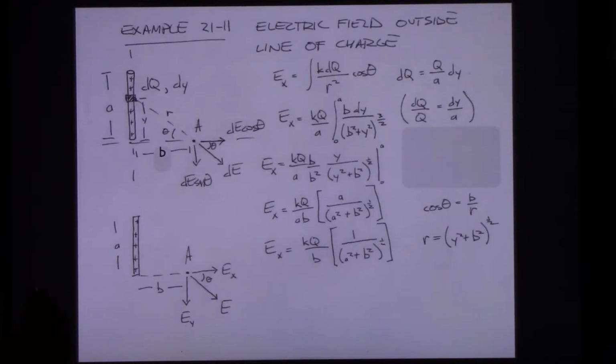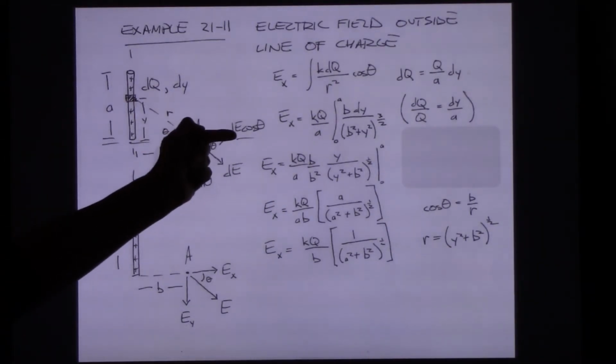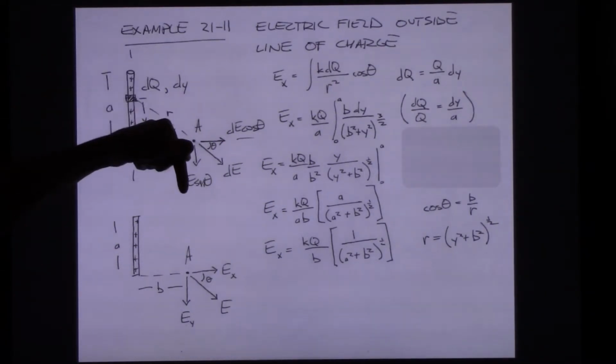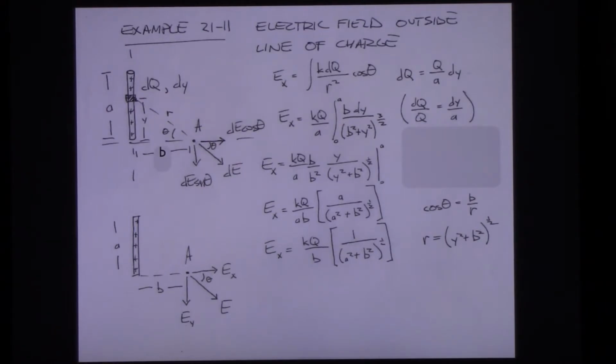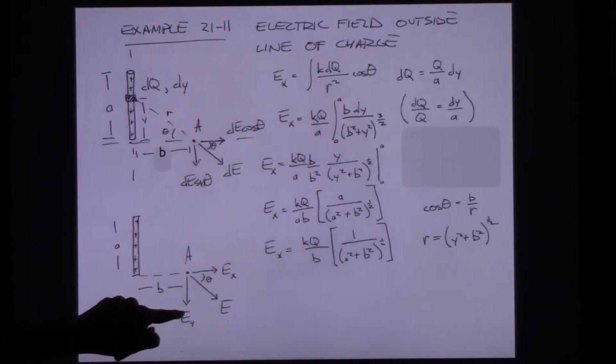For the infinitesimal electric field, the cosine theta component is going to be along the x direction. The sine theta component is going to be along the y direction. Now, I'm going to do that on the next page. So this page is now all about calculating EX. See, I have it written here.